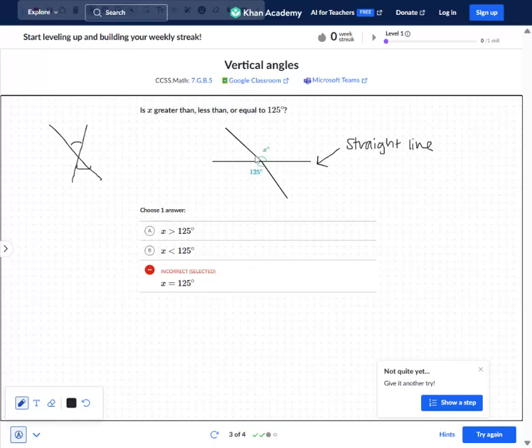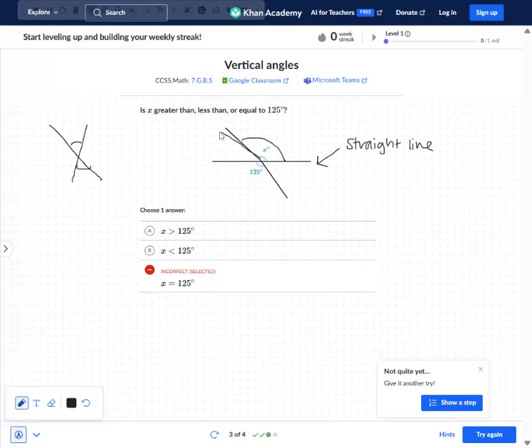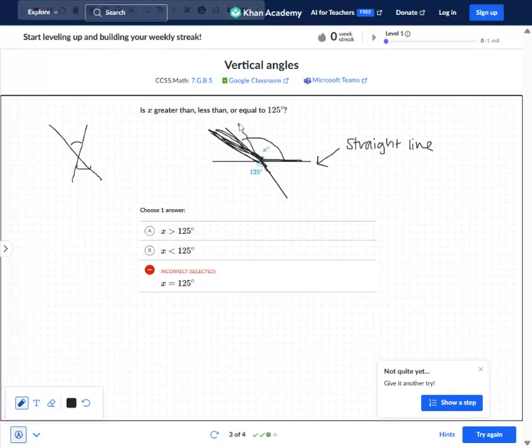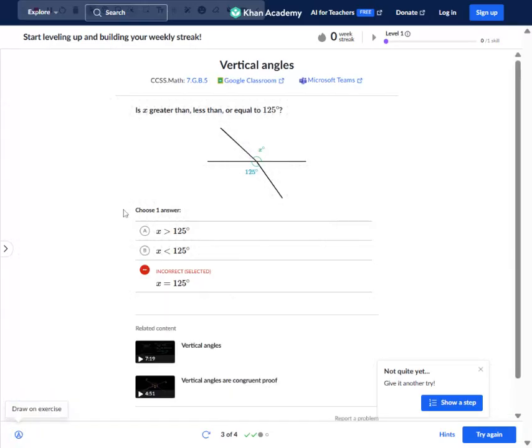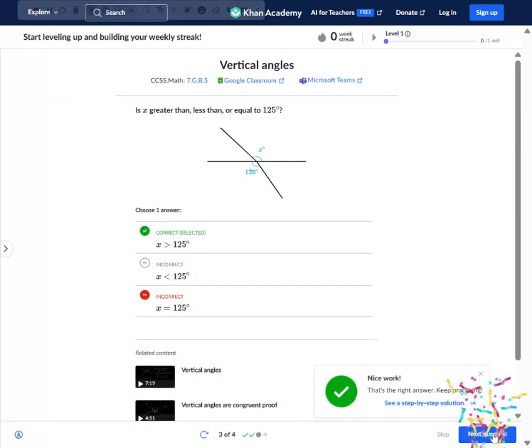It kind of looks like it's larger, right? Because this is going out, if I really make it dramatic, it looks wider, right? Because if this was a straight line, this would be equal, but it's larger than the straight line. If you can see that, it's more obtuse. So x is larger. It's going to be a bigger number.